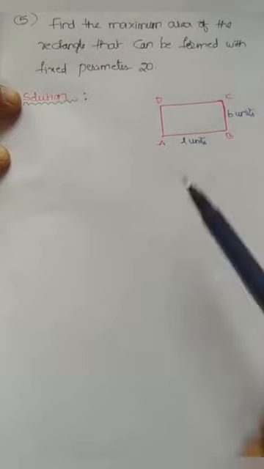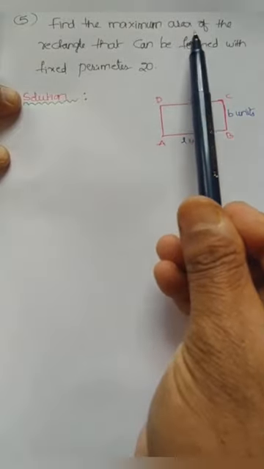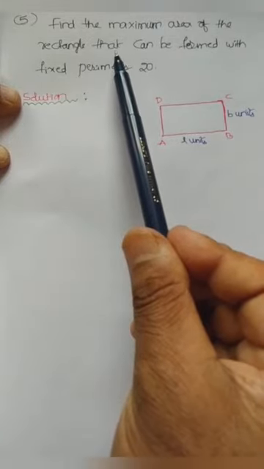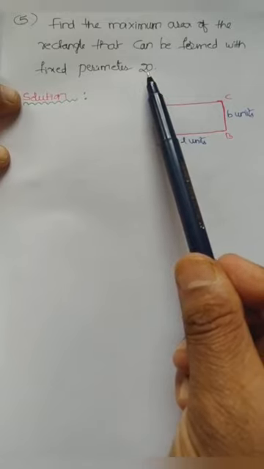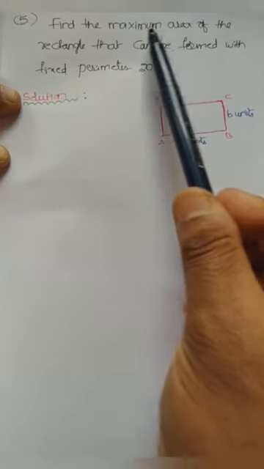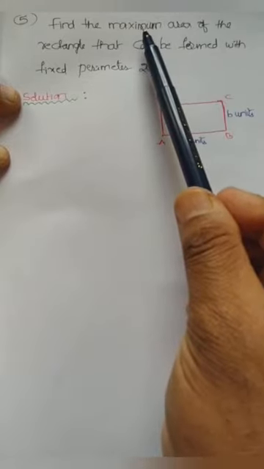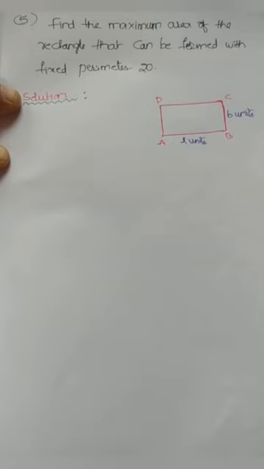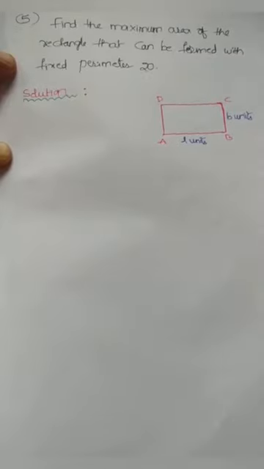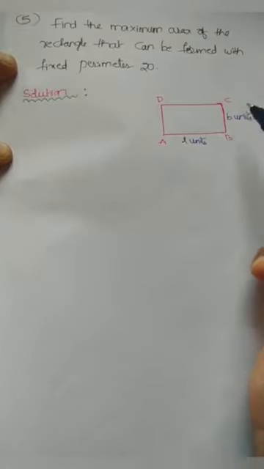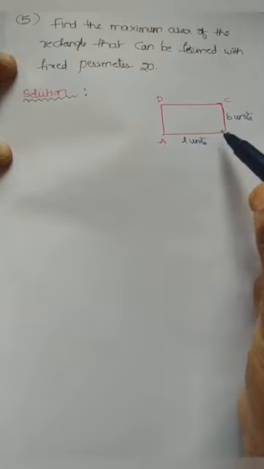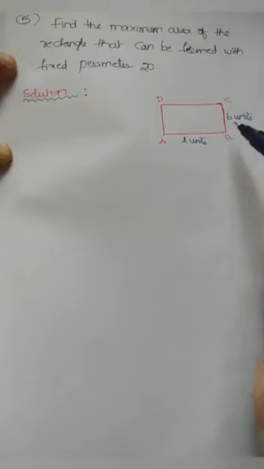Next problem: find the maximum area of the rectangle that can be formed with a fixed perimeter 20. So he is asking about what area is maximum of the rectangle. To find the maximum area condition, here also we will approach the second derivative. For that we have to frame some length and breadth of the rectangle here. So the length of the rectangle I am assuming as L, and the breadth of the rectangle I am assuming as B.